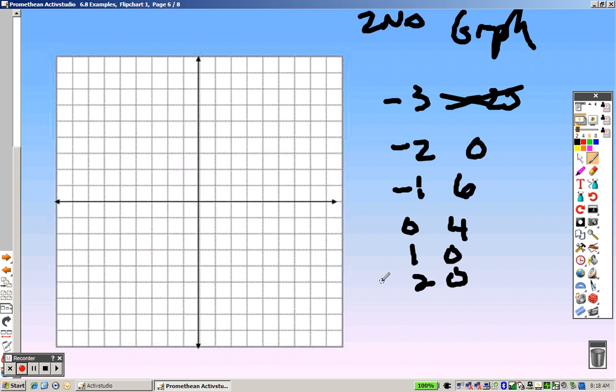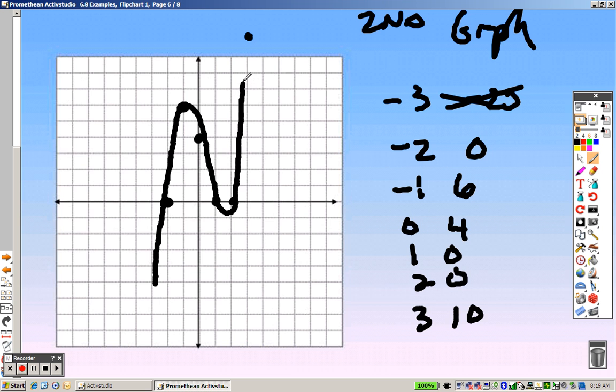And press down on there, and I get 3, 10, and 4, 36 is way too big, so -2, 0 goes right there, -1, 6 is 1, 2, 3, 4, 5, 6 goes right there, 0, 4 is 1, 2, 3, 4, 1, 0 is right here, 2, 0 is right here, and 3, 10 is up here. So I look back at my graph and I just kind of connect the dots on how the graph seemed to look. And there it is.